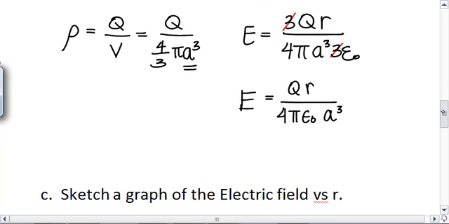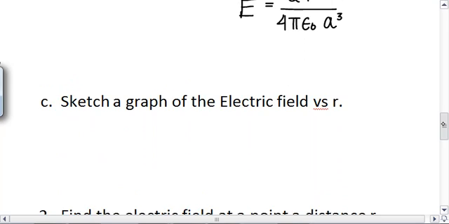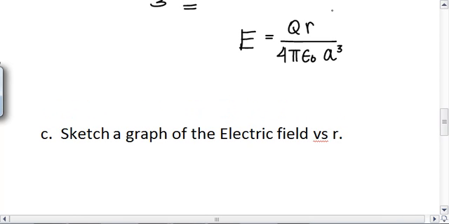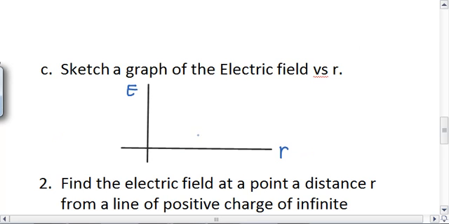Okay, so now let's graph those two electric field functions. So we have a function for inside. Okay, so this was inside. And we had a function for outside. Okay, so let's graph E versus R. So A is an important place on my graph. Agree? A is the radius. So what does the function look like?